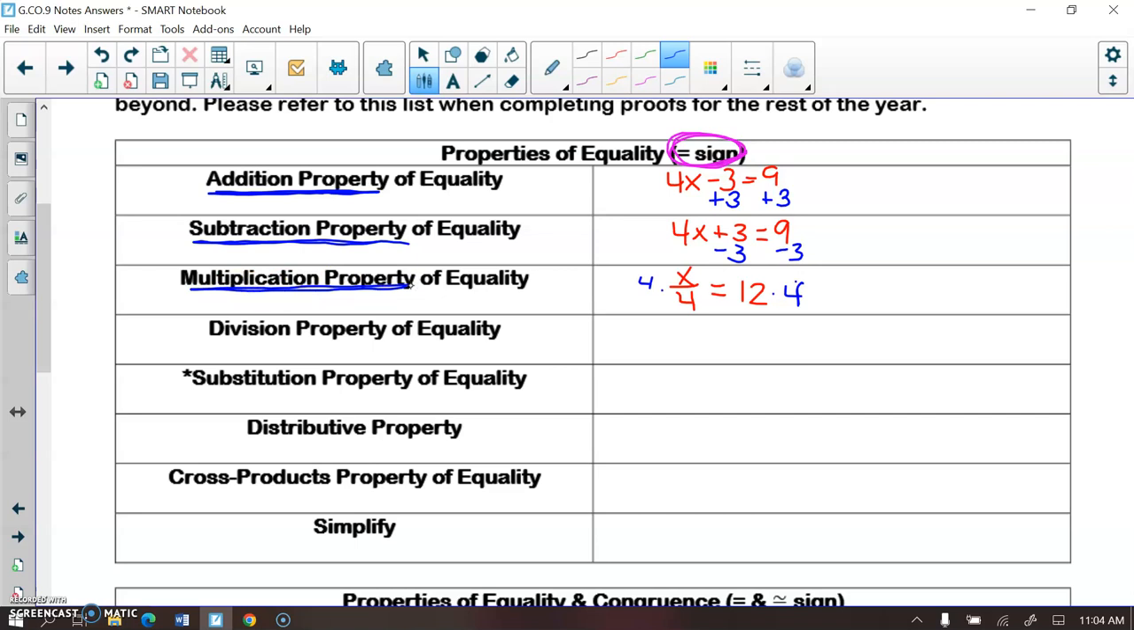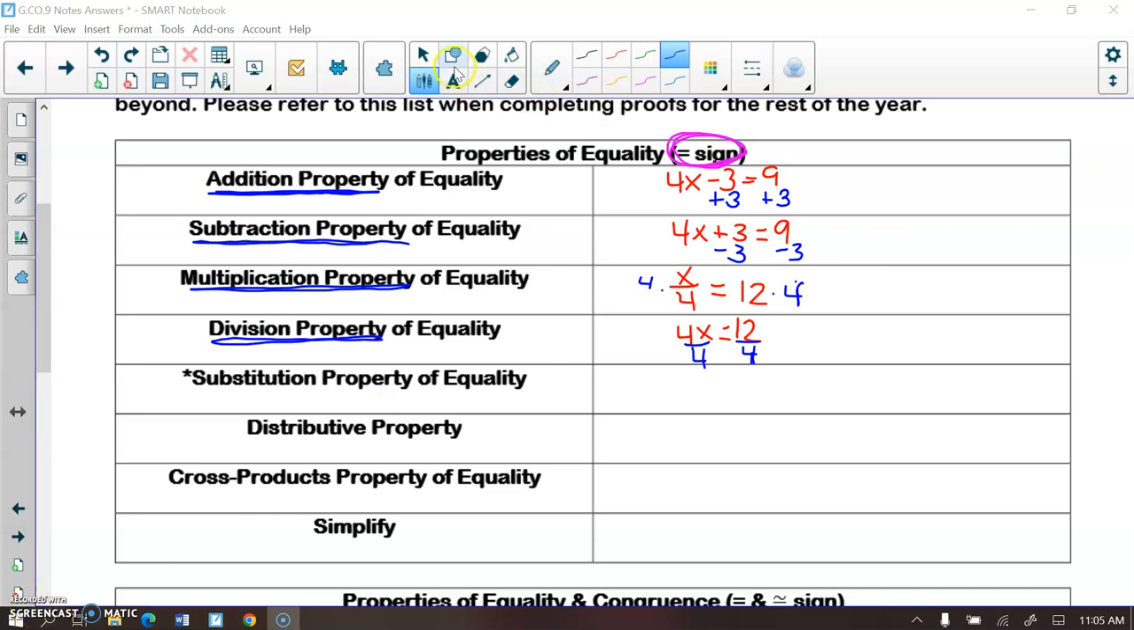And then the division property of equality would be something like this. If I had this equation and I asked you to solve for x, what you would do is divide by 4 on both sides. Now, these may be used in some geometric proofs, but it's not going to be super common to use them in geometric proofs. We will actually use them at some point in our geometric proofs this year.